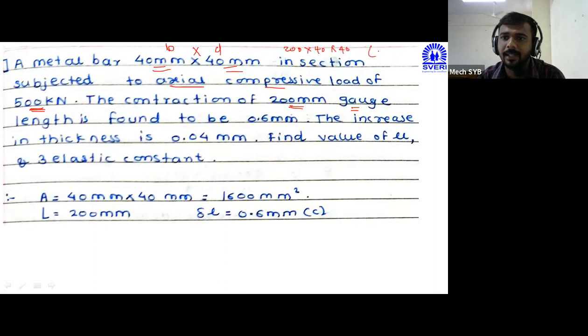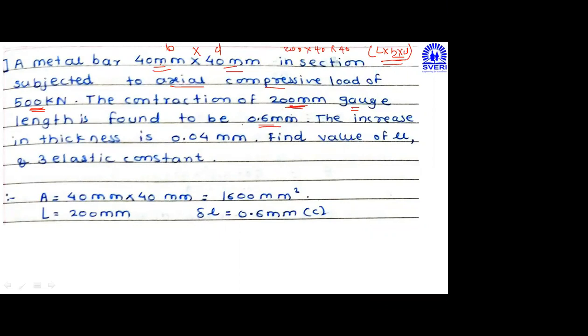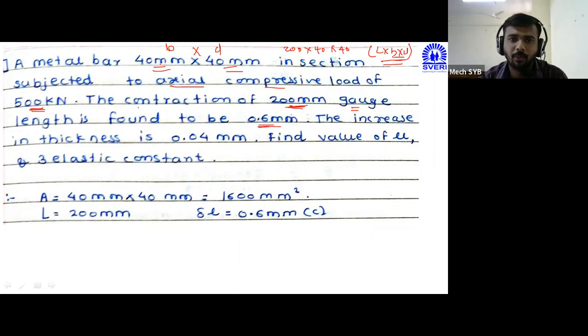That means L into B into D. But here, in this statement, the length is mentioned separately and the remaining two parameters, B and D, are mentioned separately. Okay, so the gauge length is 200 mm. The contraction of gauge length is found to be 0.6 mm. What is given? 0.6 mm, contraction. Delta L.